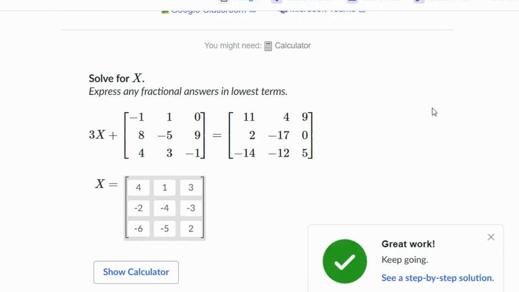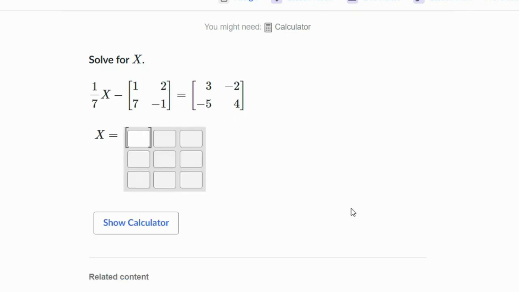There it is. Great work. That's exactly how you step through that. X is a matrix. And you just have to do them one by one. Let's look at the next question.